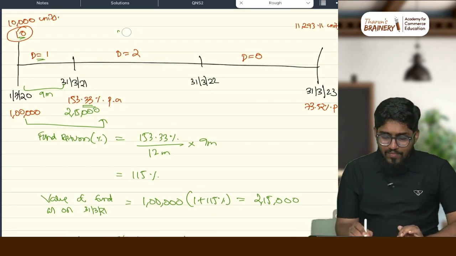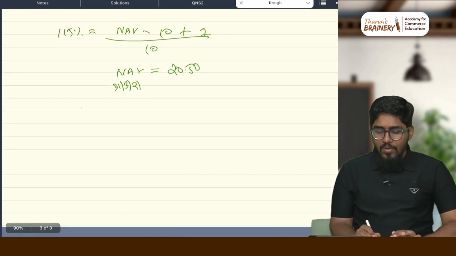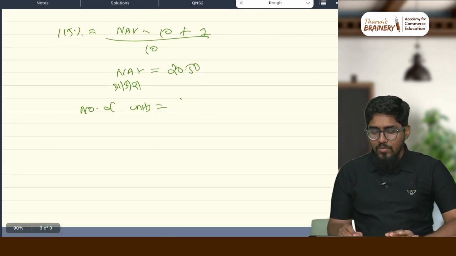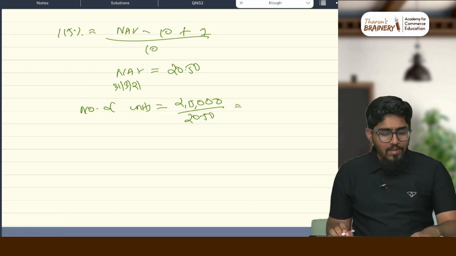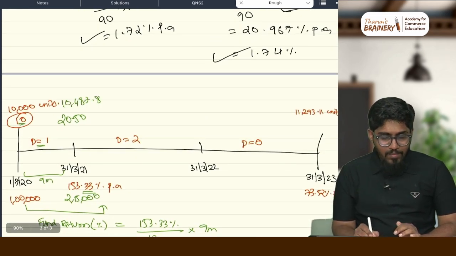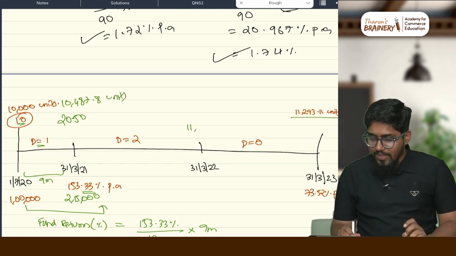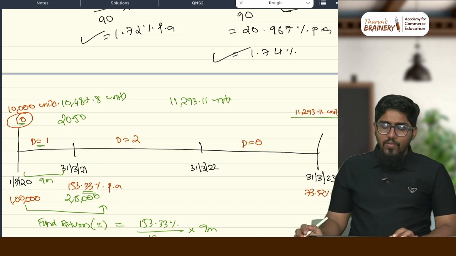Now if my NAV is 20.50 rupees and my fund value is 2,15,000 rupees, how many units am I having? Number of units is equal to 2,15,000 rupees divided by 20.50, which is equal to 10,487.8 units. And in this year there is no dividend, so this also is 11,293.11 units.